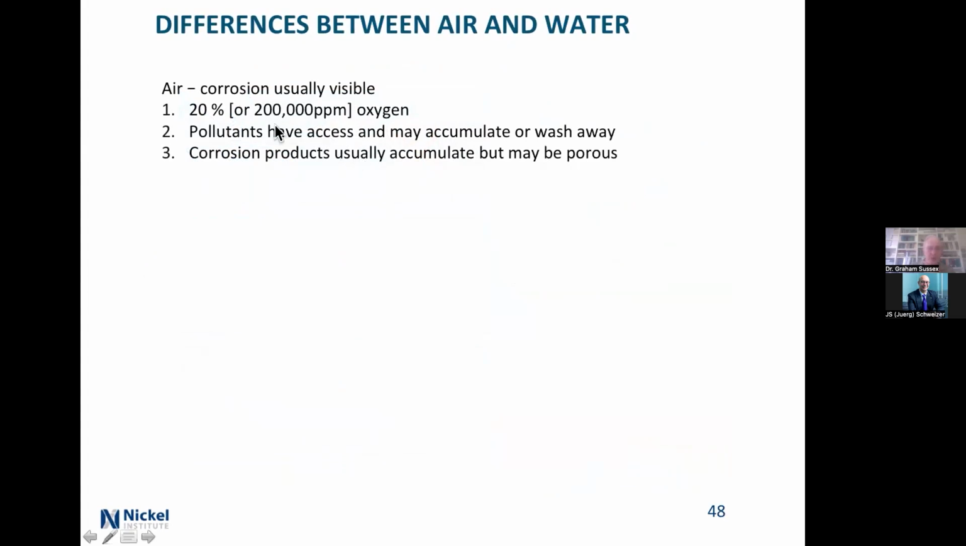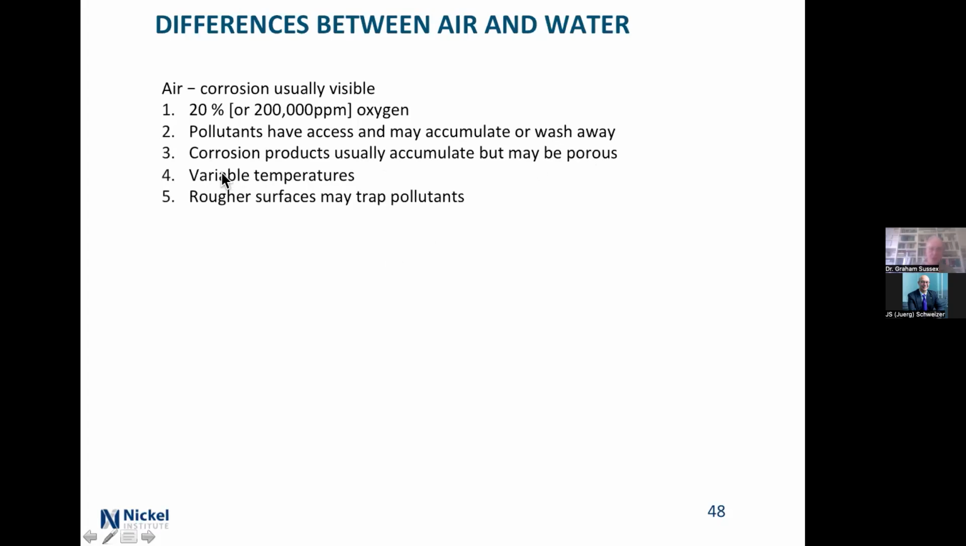In air, the corrosion is going to be visible. It's 20% oxygen. There's always going to be oxygen in it. The pollutants will be able to get there. They may be able to accumulate if you've got a sheltered area underneath the eaves or something like that. If they're on a nice vertical surface, it'll wash away. If the corrosion products accumulate, that may protect it, but if they're a bit porous, then the chlorides can get through and cause problems.